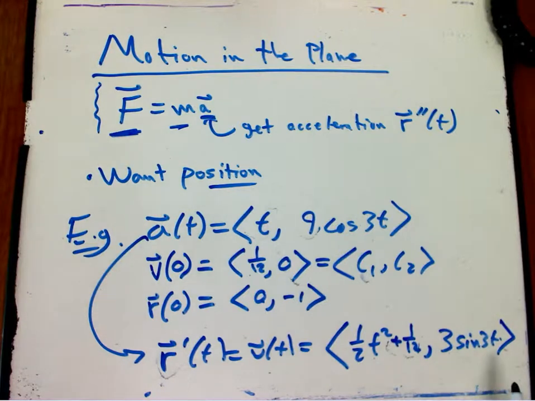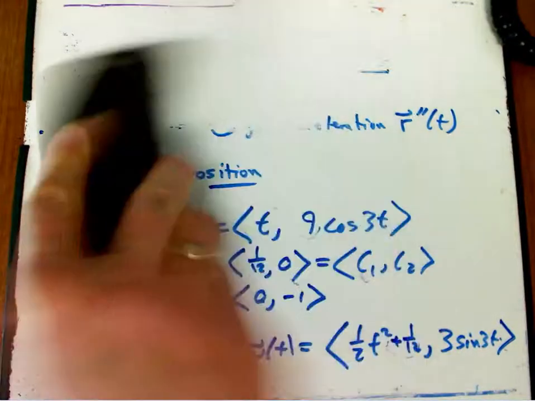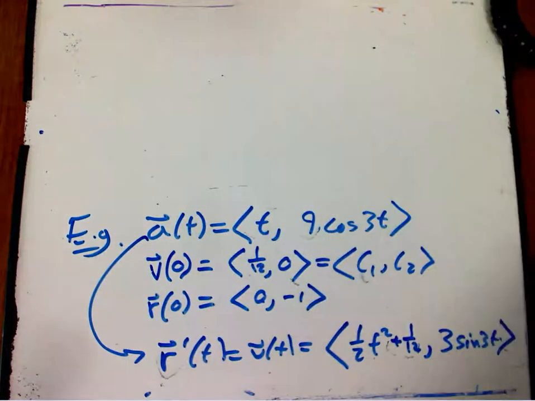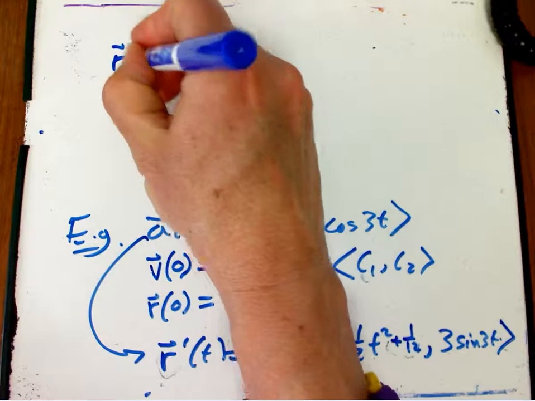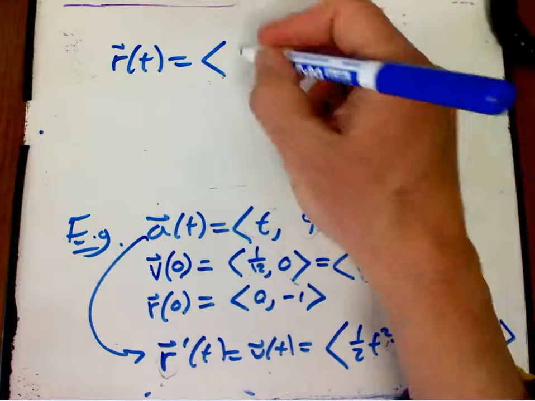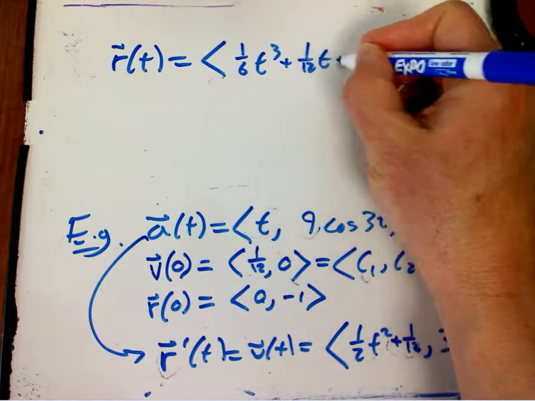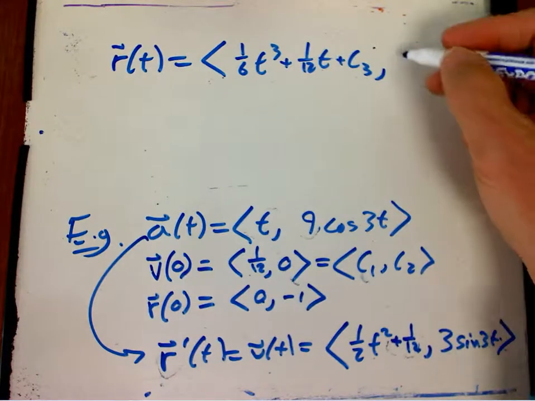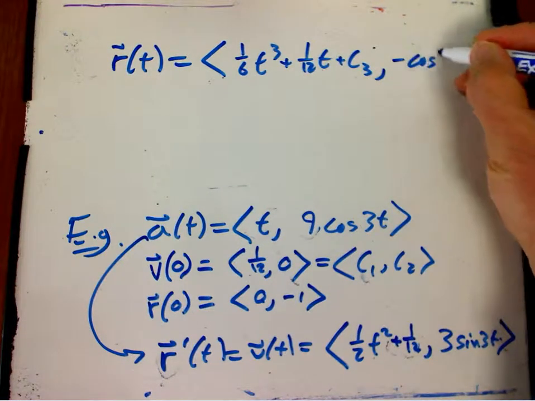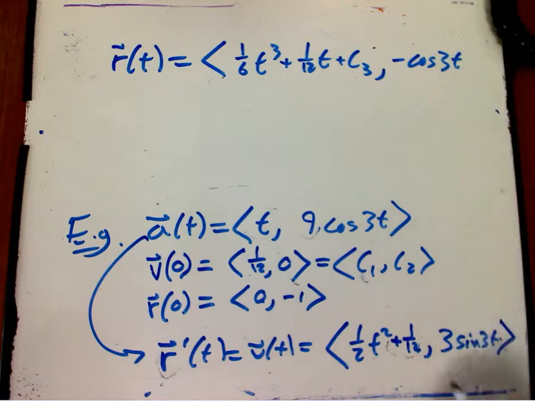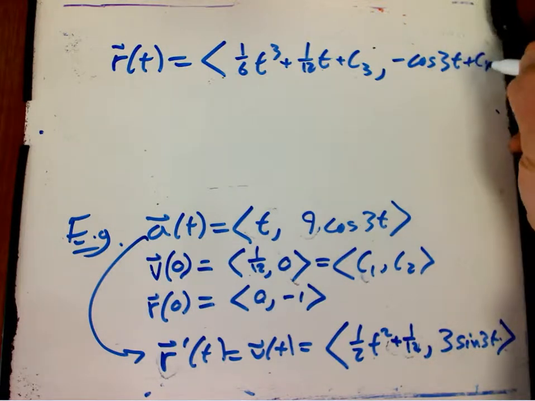Okay, so there's my velocity. Already, that's interesting information. I know the direction and speed of this particle at any time, and sometimes I might actually just care about that alone and stop there. But if I know the initial position as well, I can integrate again and figure that out. Okay, so I'll do that. R of t now is 1/6 t cubed plus 1/12 t plus, I guess I'm up to c3, and then minus cosine 3t, antiderivative of this one, plus c4.